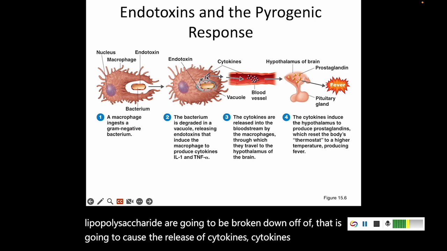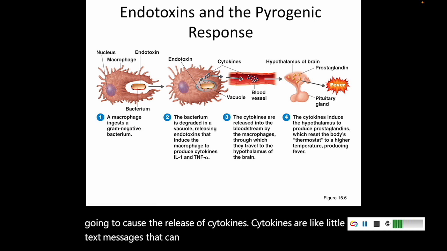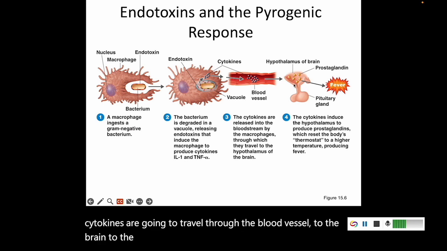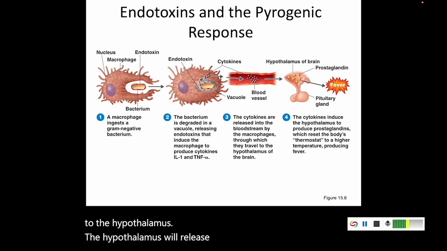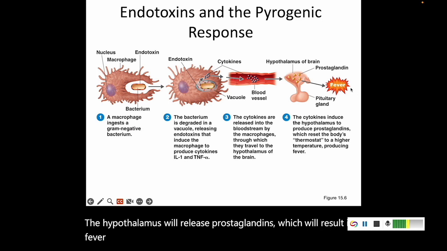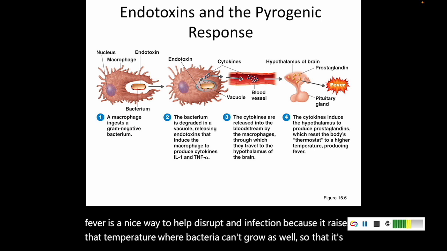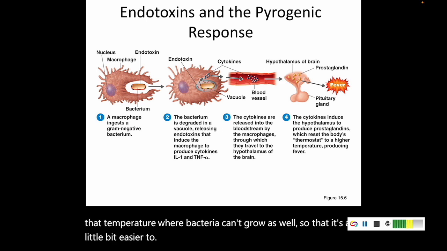Cytokines are like little text messages that can travel from one cell to another. These cytokines are going to travel through the blood vessel to the brain, to the hypothalamus. The hypothalamus will release prostaglandins, which will result in a fever that raises the body temperature to a higher temperature. A fever is a nice way to help disrupt an infection because it raises that temperature where bacteria can't grow as well, so that it's a little bit easier to break down that infection.